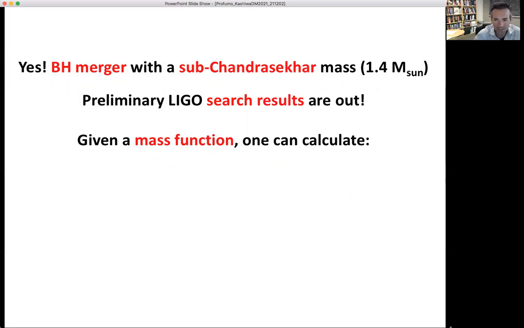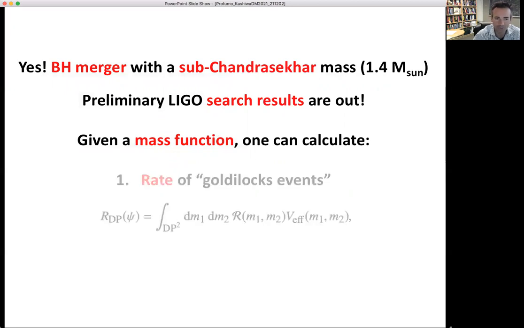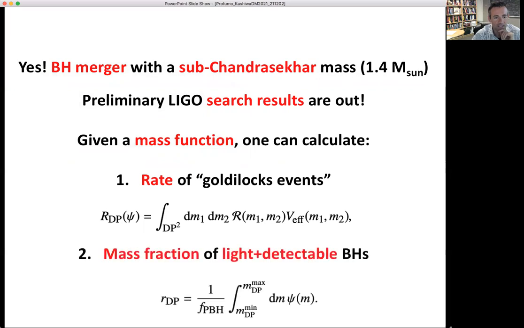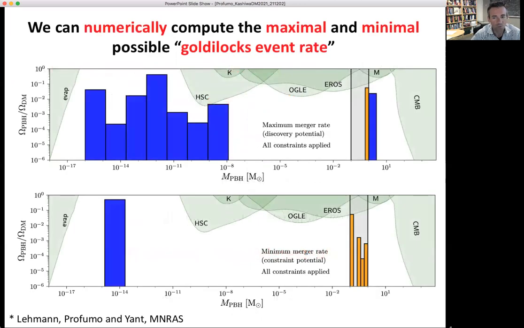Well, LIGO has some preliminary results out, but being a theorist, what we can do is calculate the rate of Goldilocks events, meaning events that include a sub-Chandrasekhar mass black hole, as a function of the mass fraction of black holes that are light enough to be sub-Chandrasekhar yet massive enough to be detectable. And we carried out this exercise, which is sort of analogous to the exercise of what is the maximal mass fraction of black holes as dark matter.